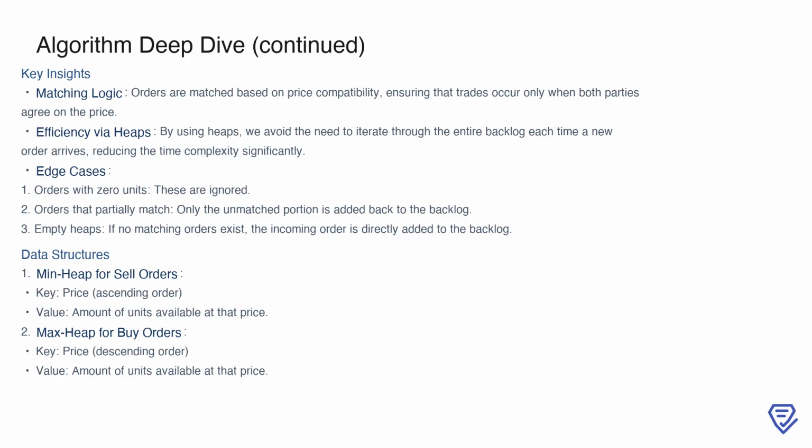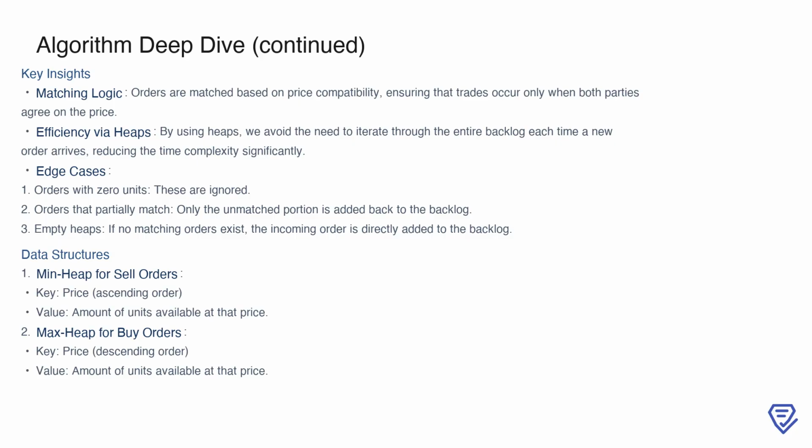Additionally, there are critical edge cases to consider. For instance, orders with 0 units are ignored as they have no impact. When orders partially match, only the unmatched portion is added back to the backlog, ensuring accuracy. Finally, if no matching orders exist in the heaps, the incoming order is directly added to the backlog.